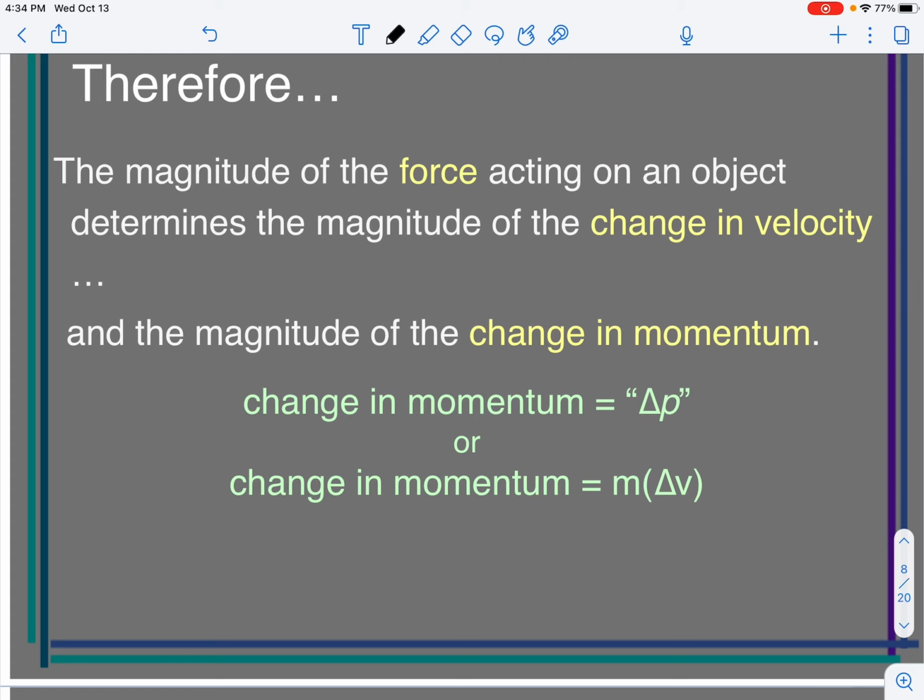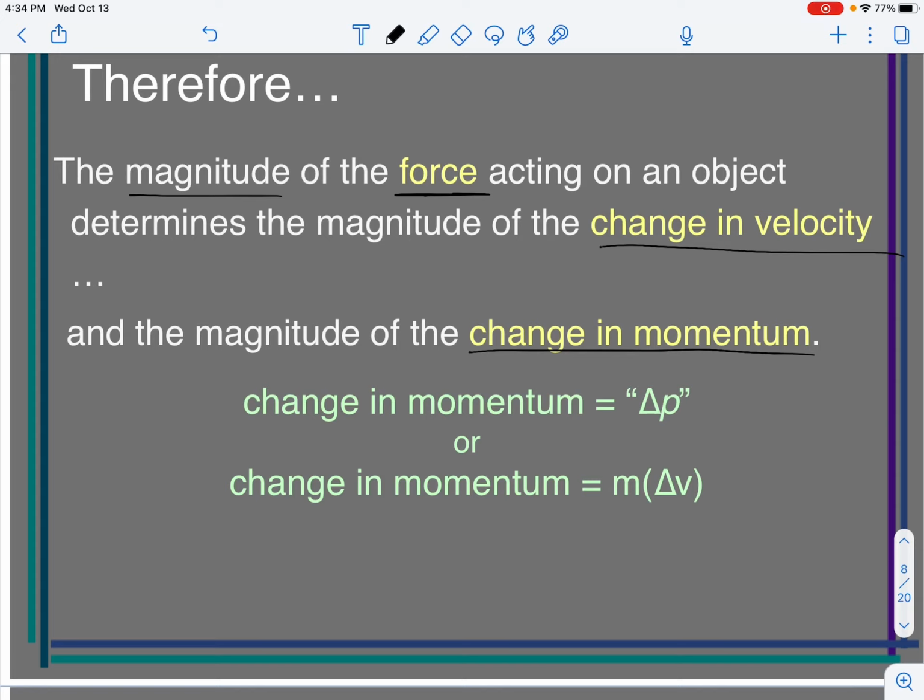So this is saying that if a force is applied onto an object, the magnitude, remember that's just a word that means value, the magnitude of the force acting on the object is going to be responsible for determining the magnitude of the change in velocity. And because that is the variable that is going to determine the momentum for this individual object, then the force ultimately is going to affect the amount of change in momentum that the object experiences.